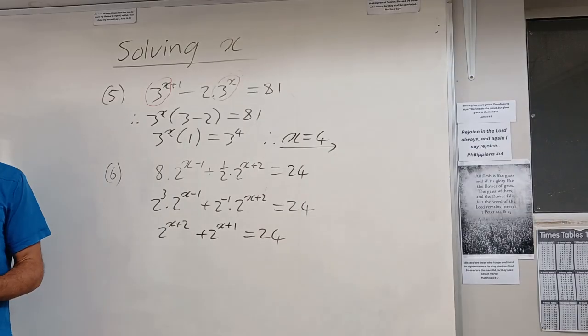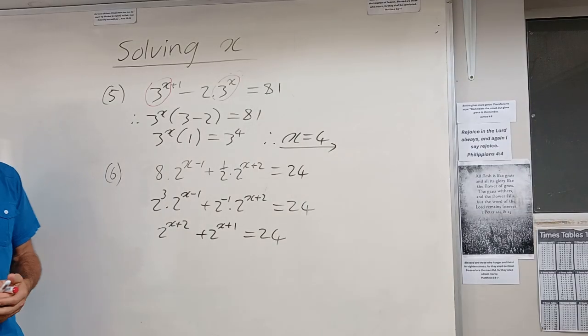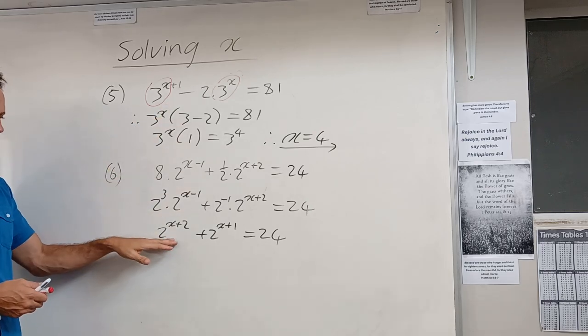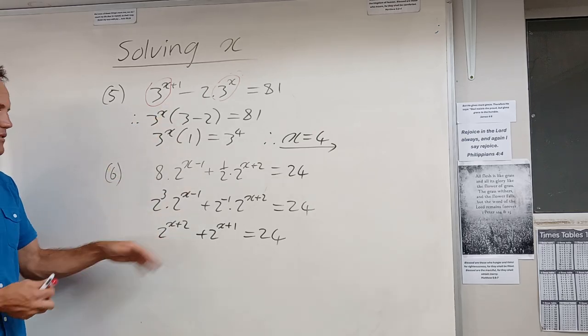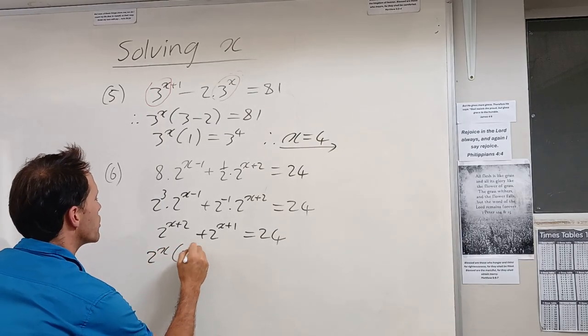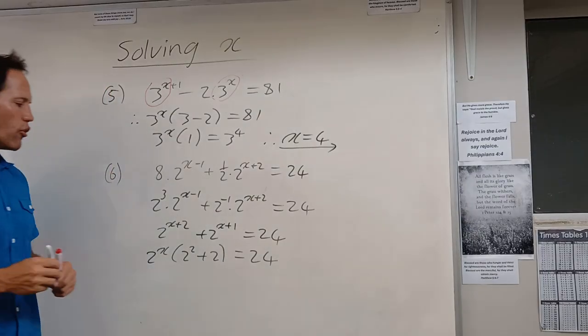So you simplify it first. We learned how to simplify, we learned how to factorize. So now we can use what we've learned. Now we take out the common factor, 2 to the power x. So we're going to say, take out 2 to the power x, and you got 2 to the power 2 plus 2 equal to 24.